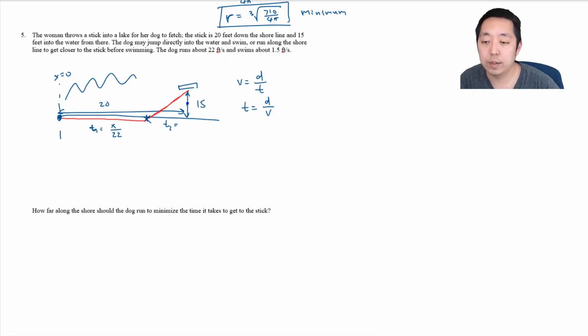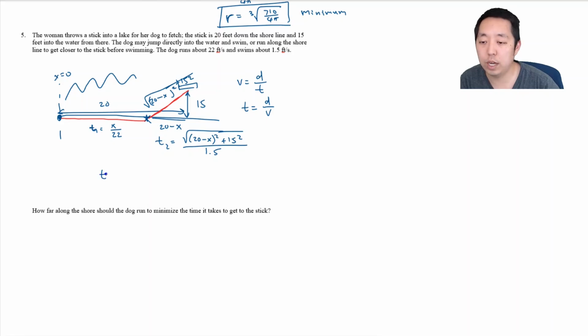To do that, I can figure out, and I want to do it in terms of x. I know this length here is 20 minus x, and this is 15. So by Pythagorean theorem, this is (20 minus x) squared plus 15 squared. The second time is going to be the distance over the velocity. So that's the square root of (20 minus x) quantity squared plus 15 squared, all of that divided by its velocity, which is 1.5.